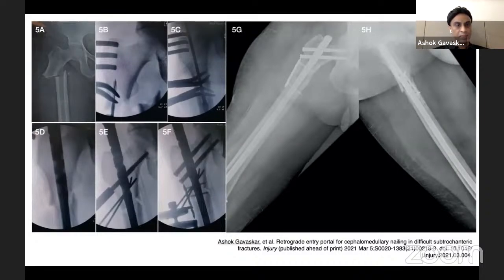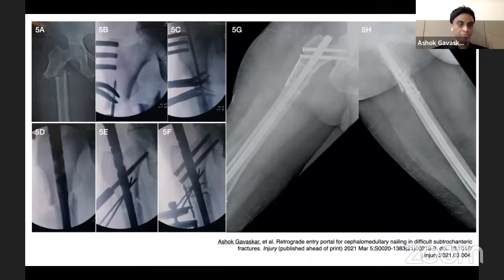You can see the typical nature of the fracture on the top left image. And again, as I said, we go retrograde. You can see the 4 mm drill bit going up from distal to proximal. And then we ream out the lateral cortex. And once we have got a reduction, weld them together, and then ream out the rest of the medullary canal.